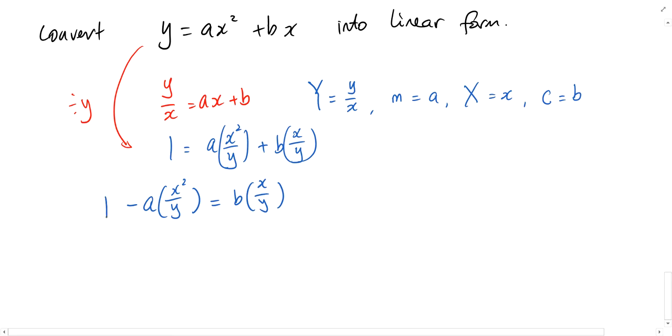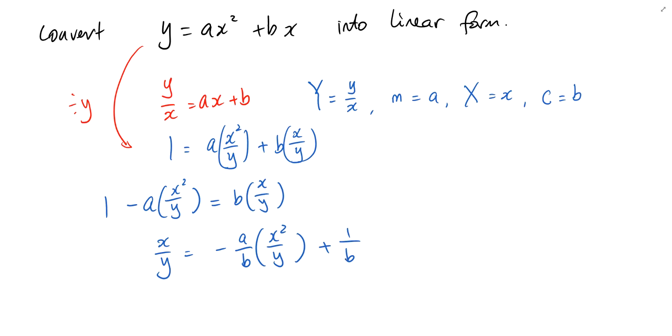And then, now what? Divide by b. So x over y equals to negative a over b, x squared over y plus 1 over b. Is this what you're saying? Do you all agree with this working so far? Is there any error mathematically? No error.